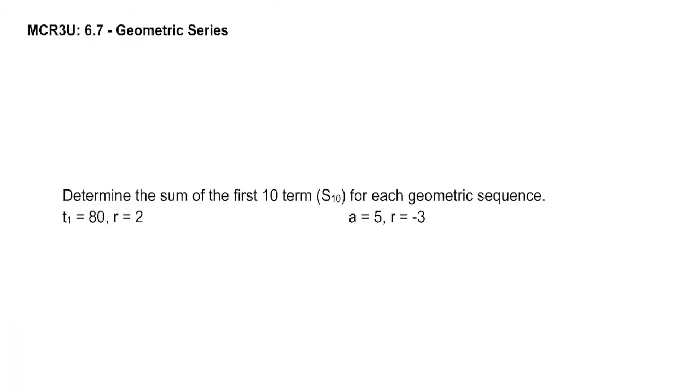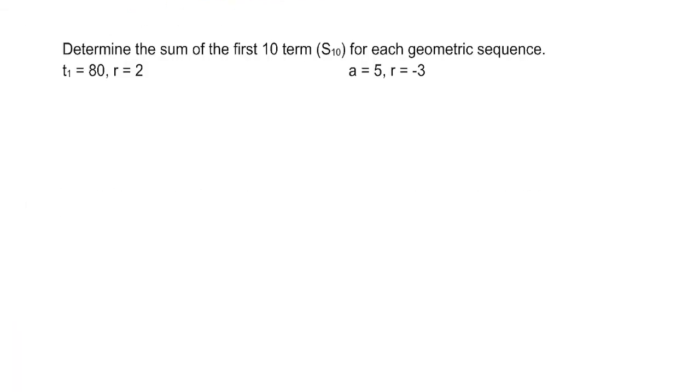So let's look at some more explicit examples of just practicing our formula. In this case, we want the sum of the first 10 terms, essentially S of 10, for each of these geometric sequences, where in this first one, we're given the first term is 80 and r is 2.